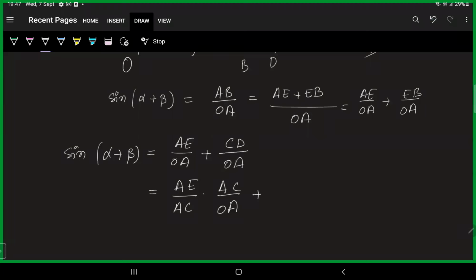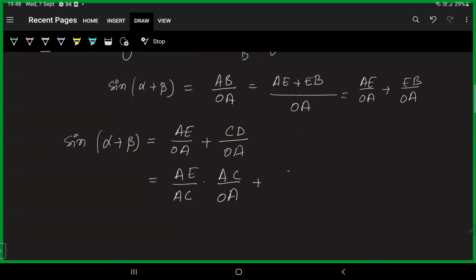What? AE by OA? Yes, this is AE by OA. That's what I said. We are writing this here so that we can get it in terms of angle alpha.